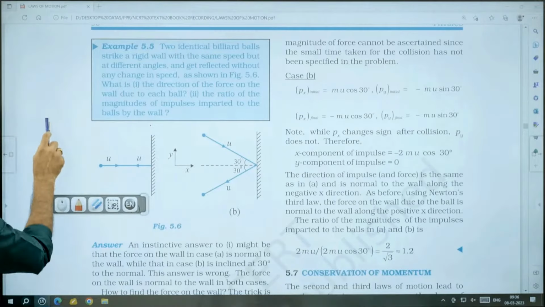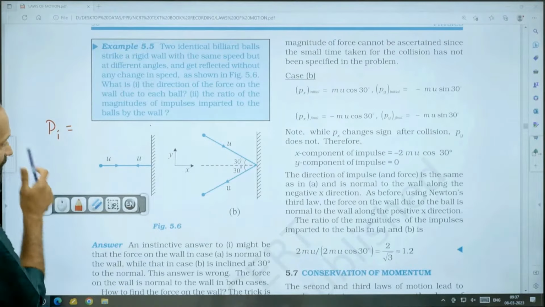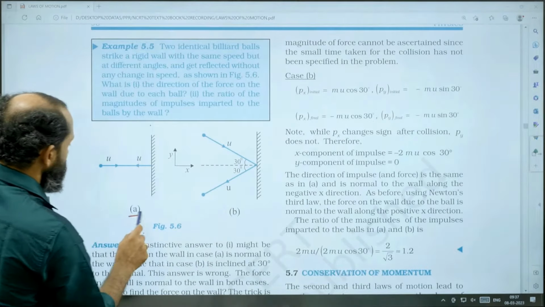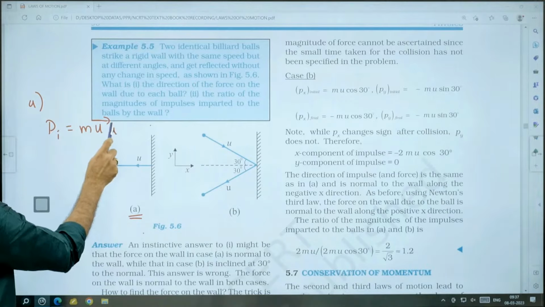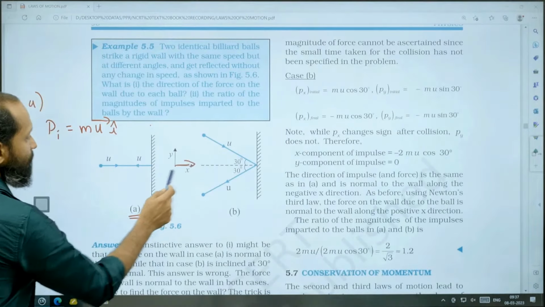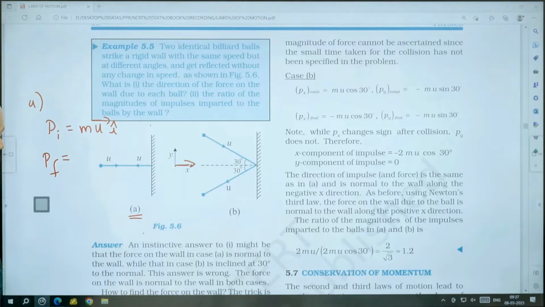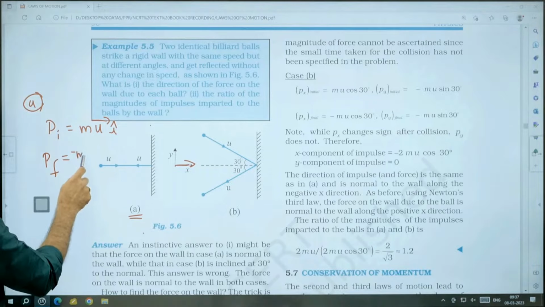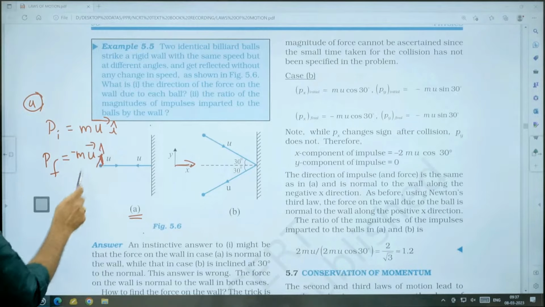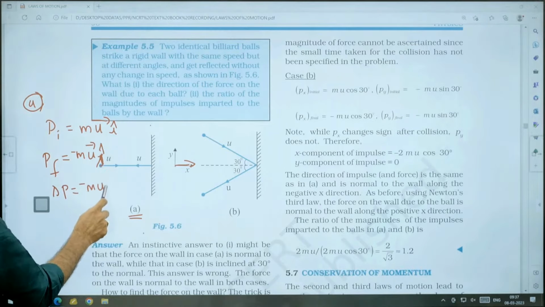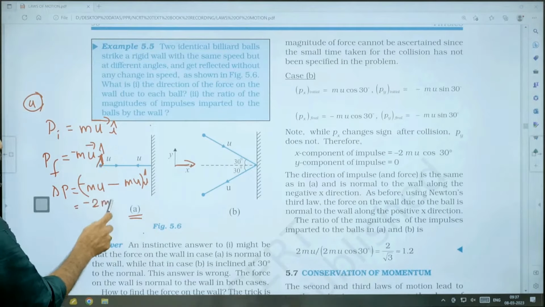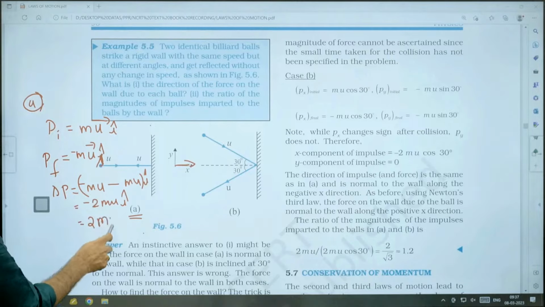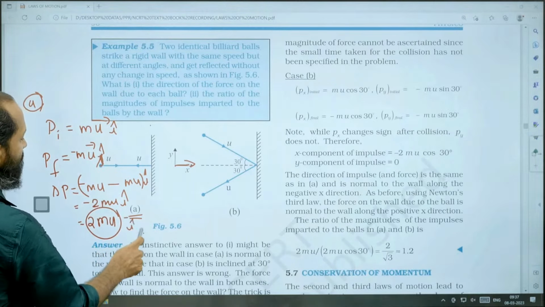See, let us choose like this. The initial momentum of the ball in the first case, case 1, is equal to m u i cap, because that is the positive x-axis. Final momentum: it reflects as in picture A and rebounds with the same speed, so it should be minus m u i cap. So what is the change in momentum? P final minus P initial, minus m u minus m u i cap, that is minus 2 m u i cap. The change in momentum is of magnitude 2mu and its direction is the negative x-axis.